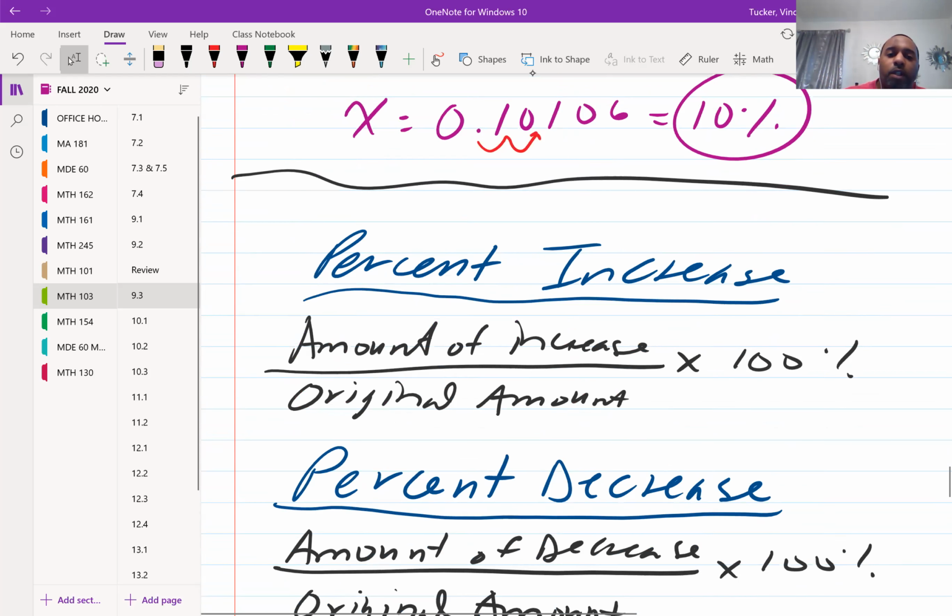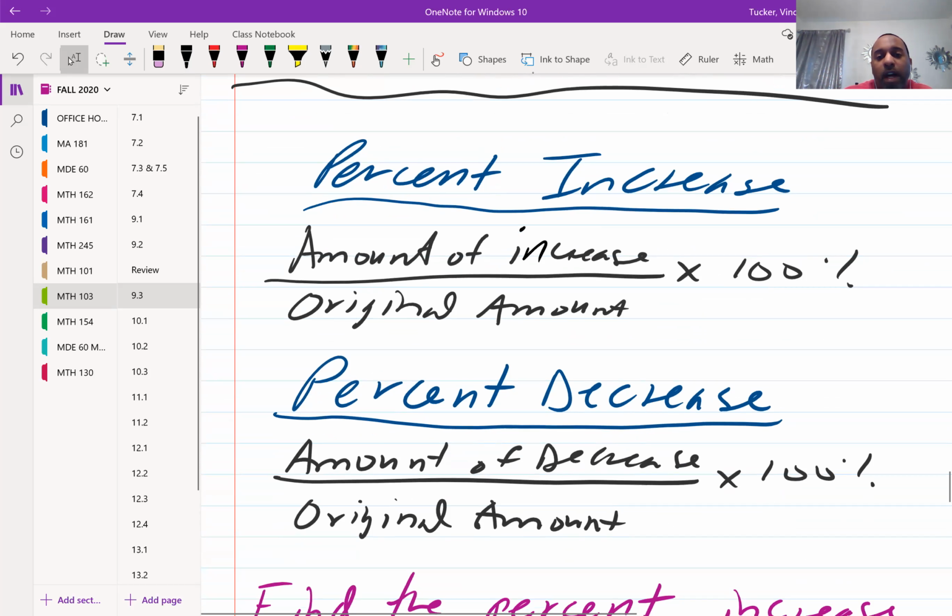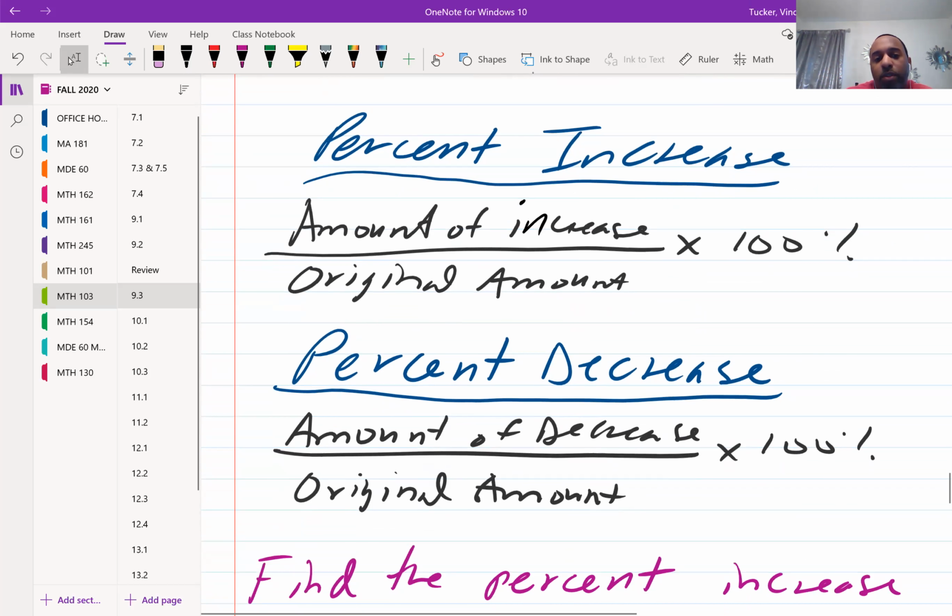Next thing is percent increase and percent decrease. We're going to calculate both of these the same exact way. When we talk about a percent increase, you're going to find the amount of increase divided by the original amount, multiplied by 100%. Percent decrease, find the amount of decrease divided by the original amount, multiplied by 100%. So it's going to be the same process in both cases. We're going to subtract our two numbers, divide by the original amount, multiply by 100%.